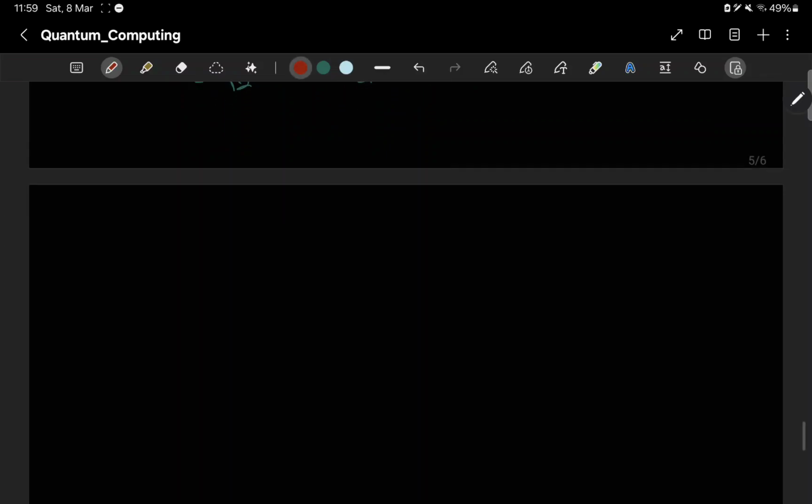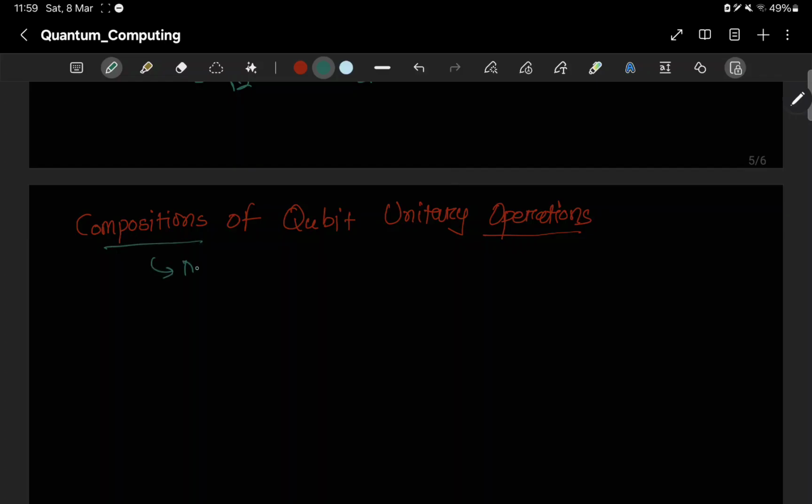Now let's discuss another concept called composition of qubit unitary operations. Composition means basically matrix multiplication of multiple unitary operations, or quantum operations. So for example, let's say there is an operator R, or let's not consider it like this.